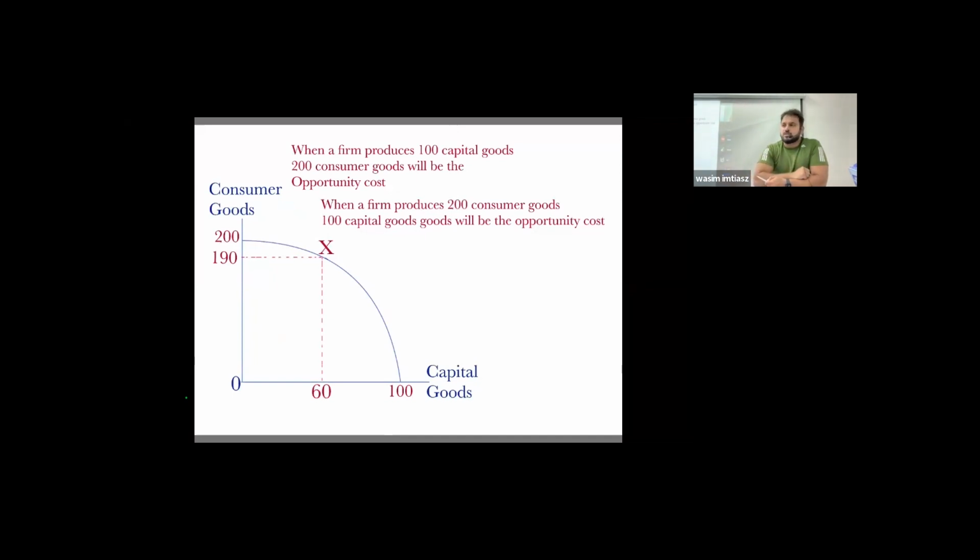$40 capital goods. But don't produce will be a what? Opportunity cost. So we will produce 190, then 40 here will be a what? Opportunity cost. 40. Okay, fine. So that is the second way of showing. Clear?